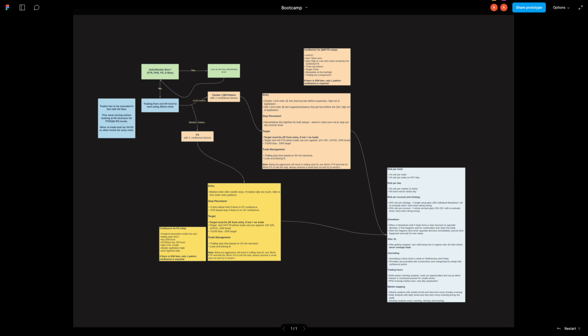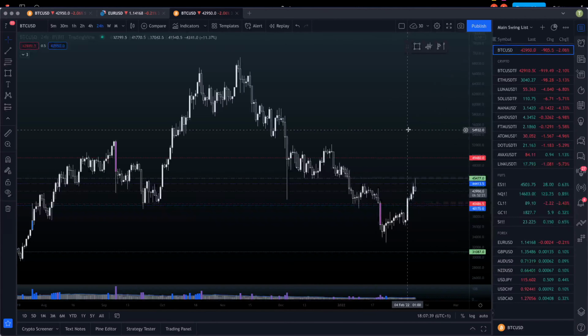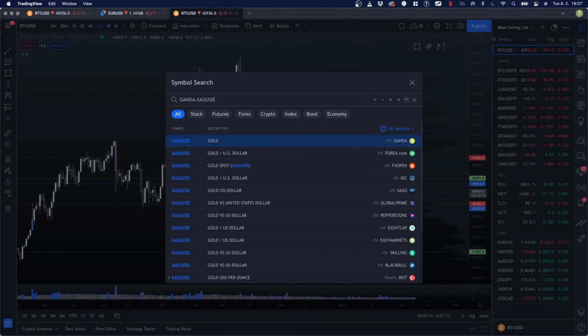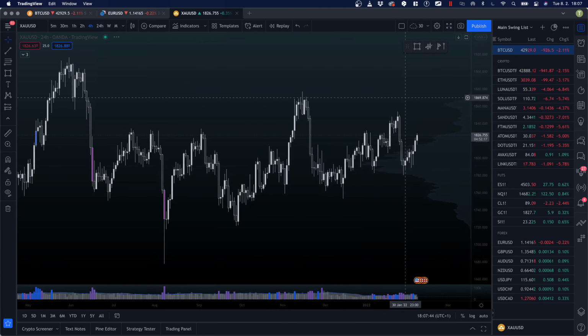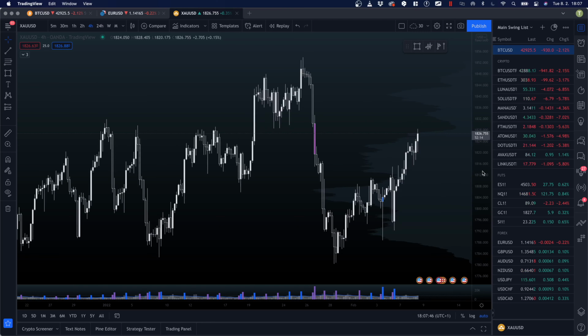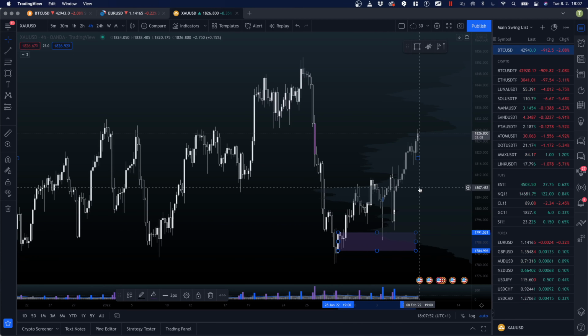This happened to me in gold. I can actually quickly show you this. If you take a look at the gold trade that I took, I was buying this cluster. I mentioned this in a video as well. I posted this on Twitter.